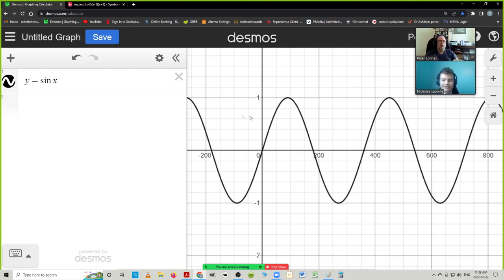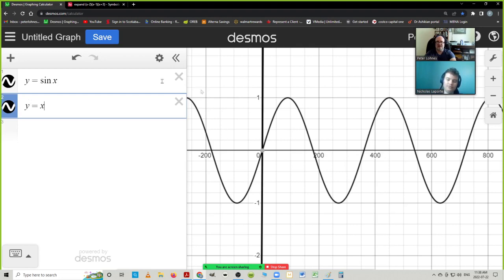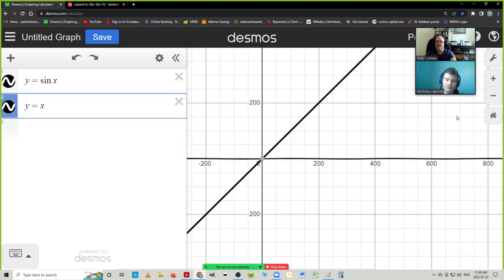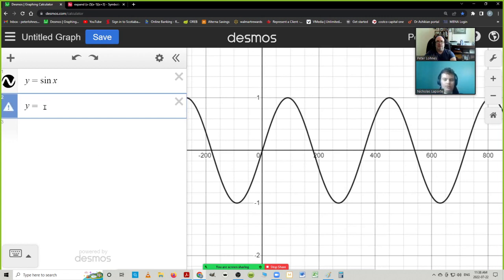All formulas are y is equal to something or x is equal to something. So y equals x is a straight line. If I were to zoom in, it's a normal line. I'm trying to find a formula for a horizontal line right there. x equals y is still just a straight line, it's just you put the x first.